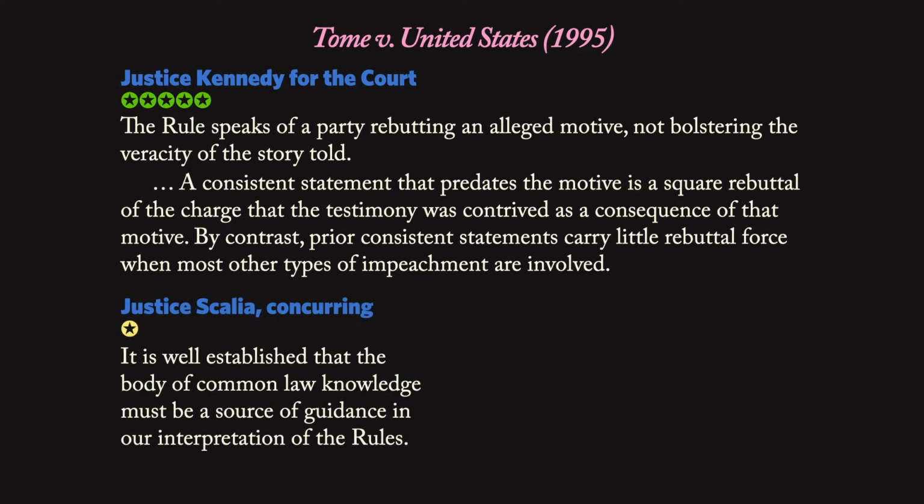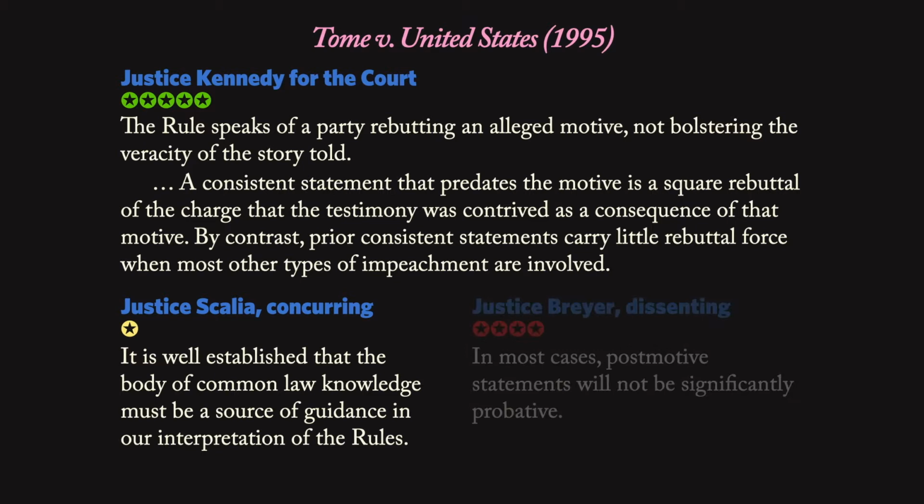Justice Scalia's concurring opinion emphasized his view that the common law is a more authoritative source on the meaning of the rules than the advisory committee notes are. The four dissenting justices simply argued for a rule that would give trial judges broad discretion in admitting prior consistent statements.